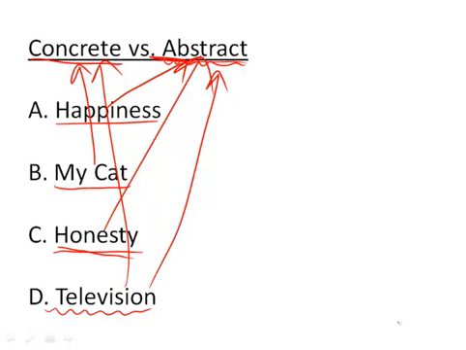In this video, we have gone over what a noun is, a person, place, or thing, and we've gone over different types of nouns, from proper and common down to concrete and abstract.